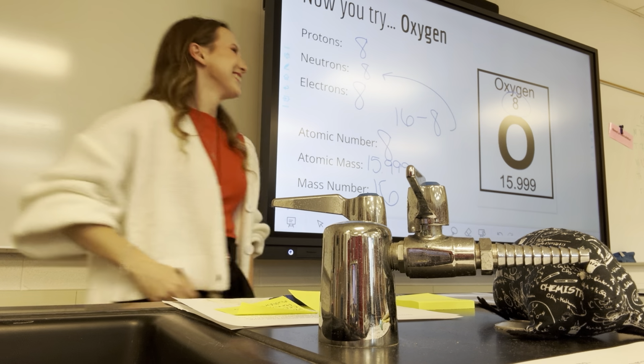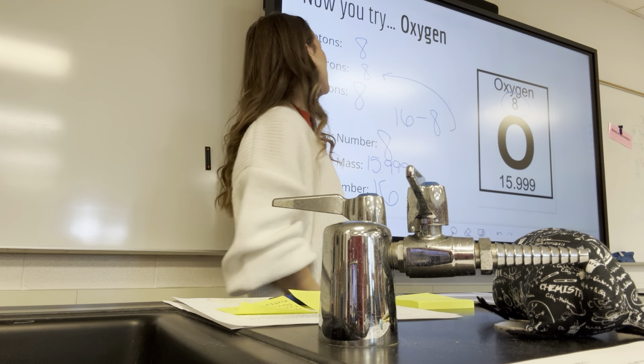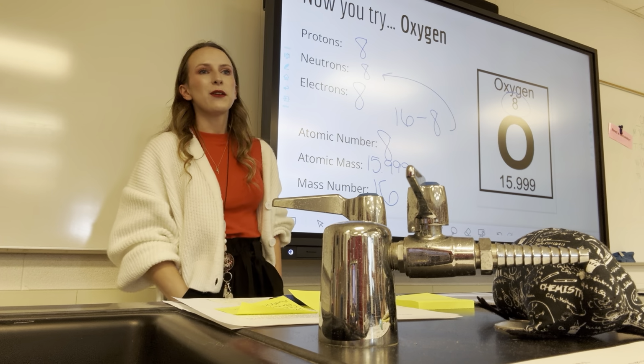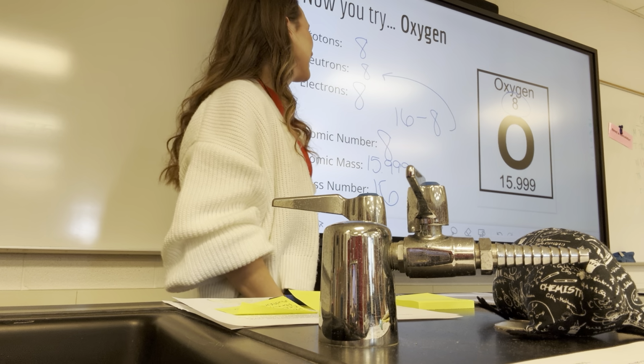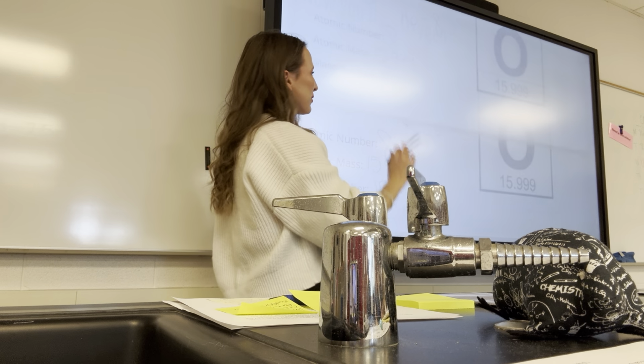Crazy, right? All right, so in this instance, unlike the other two examples, our protons, neutrons, and electrons are all equal to each other. That will occasionally happen. So, great. Fantastic. This is the easy stuff, okay?